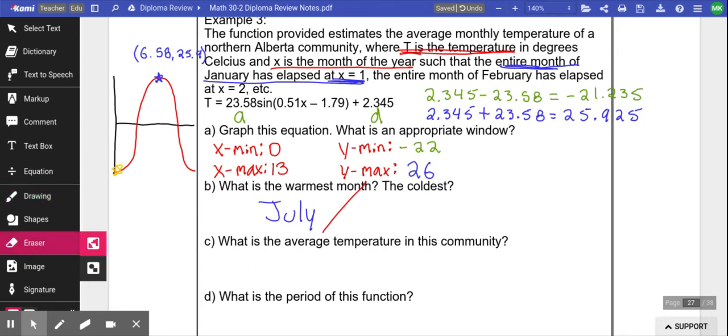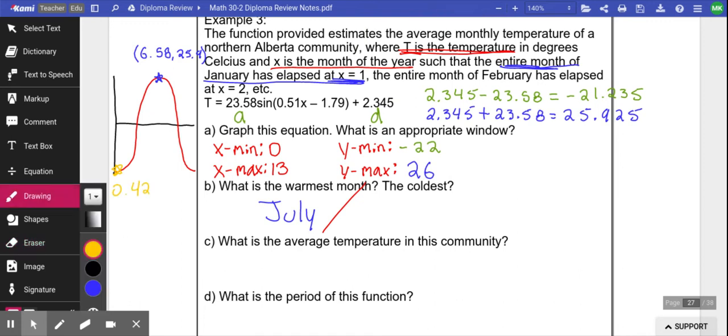So to find that minimum value, I'm going to go second, trace, minimum, number 3. I go really far left, off my screen left, and then I hit enter. And then I come to the right, and I hit enter. And I get a minimum value of 0.42. That would be the month of January.